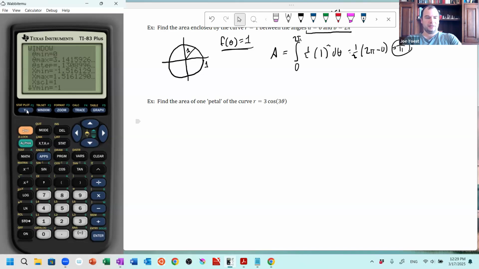I also know that cosine is 2 pi periodic. If I took my interval from 0 to 2 pi, then 3 theta is going to be like 0 to 6 pi. I'm probably going to end up going around a bunch of times. I think I can get away with just going from 0 to like 2 pi over 3.